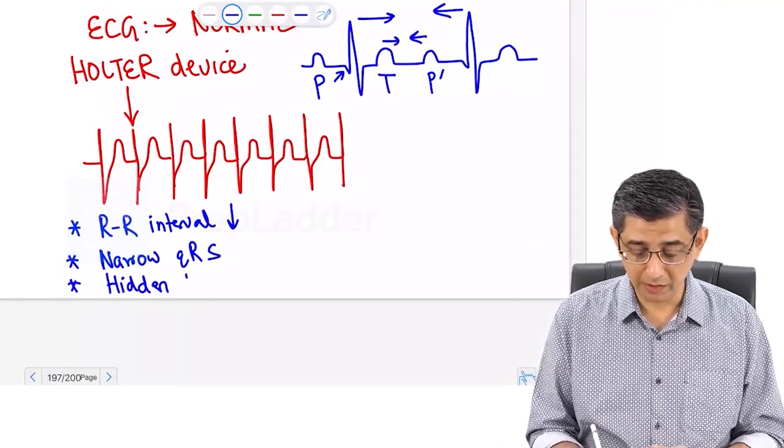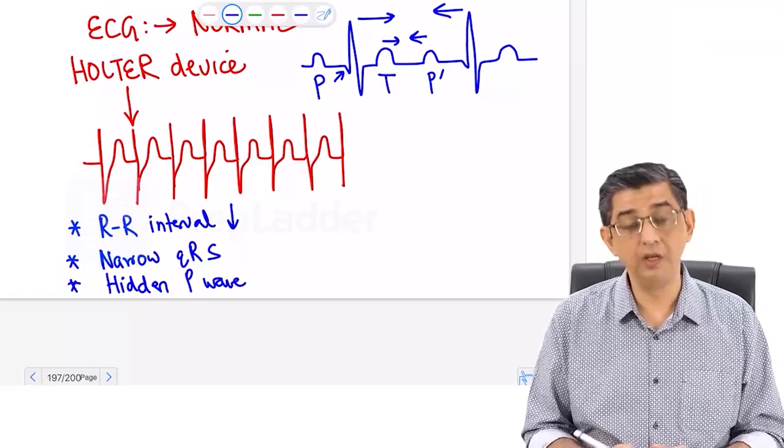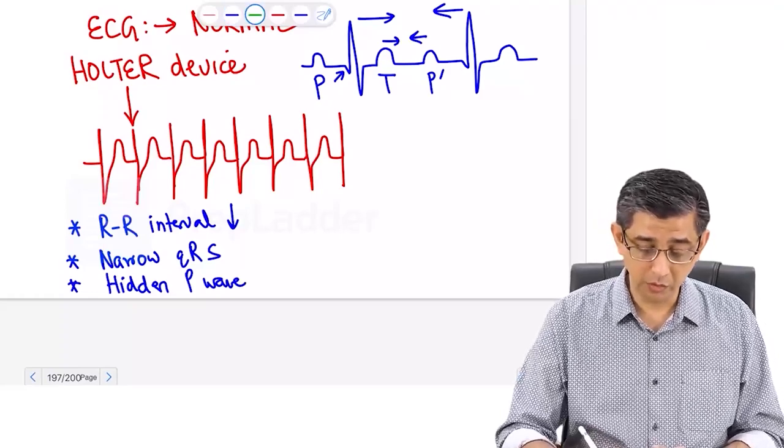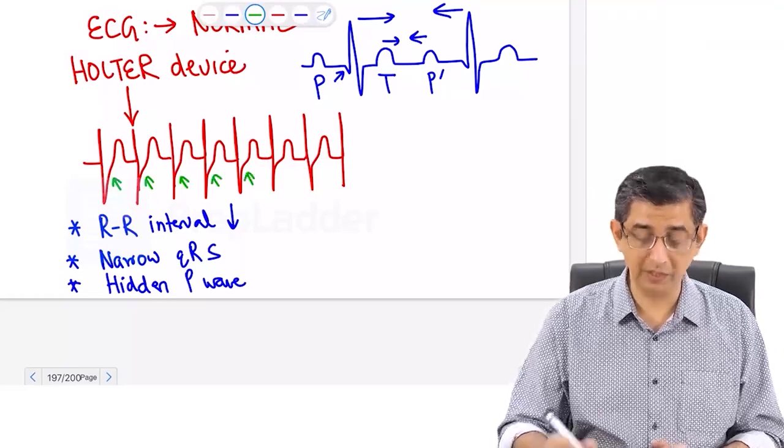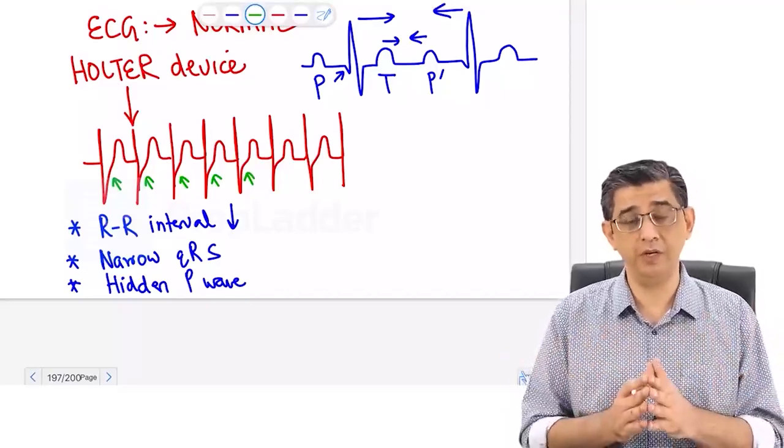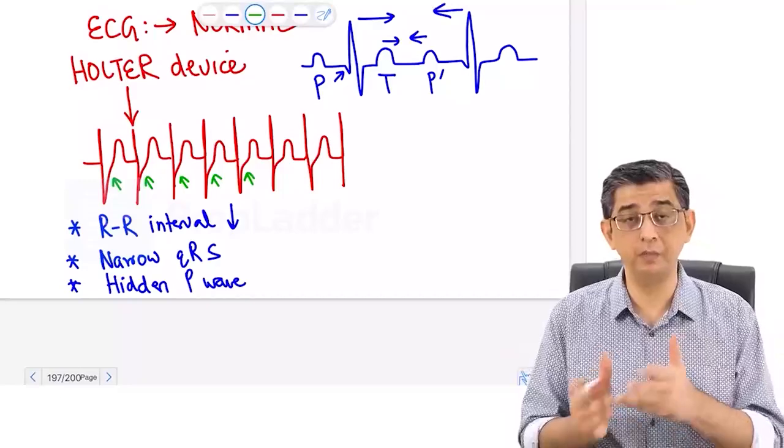Why am I saying hidden? Because there's merging of the T and the P waves. And most importantly, you can also notice some global ST segment depression. In fact, you will notice this all over. Why? Because the heart will beat suddenly very fast. When you have a very fast beating heart, the oxygen demand will increase, but there's limited supply, no?